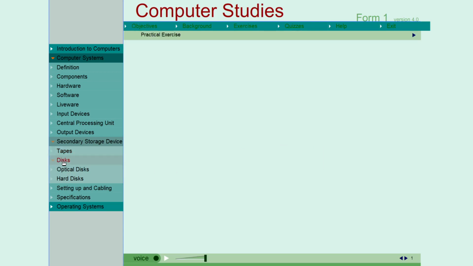Magnetic disks are secondary storage medium that allows data to be held as magnetized spots. They are the most commonly used storage devices. They come in two different types, diskettes and hard disks.